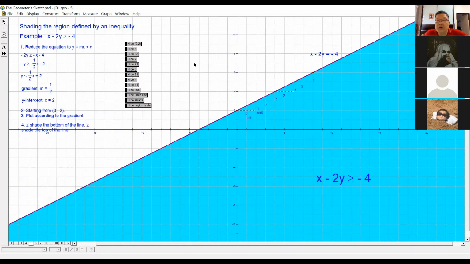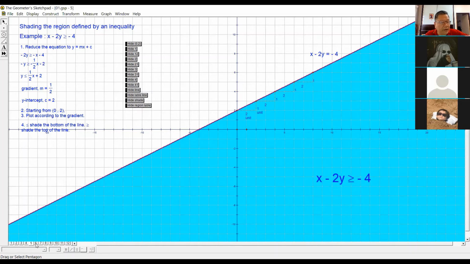Any question? How to plot the lines? If no question, give a thumb. If got question, you type. Okay, no question, huh?